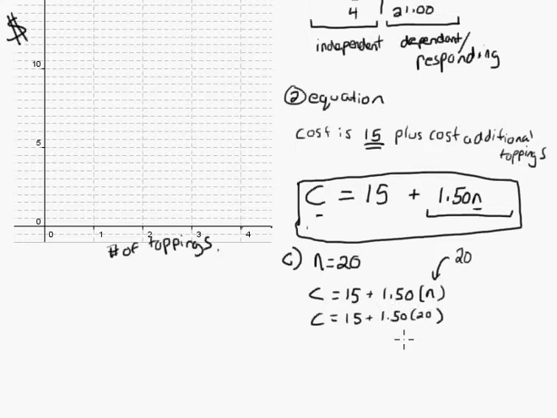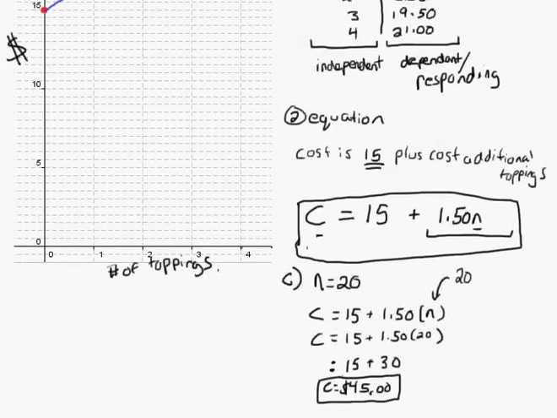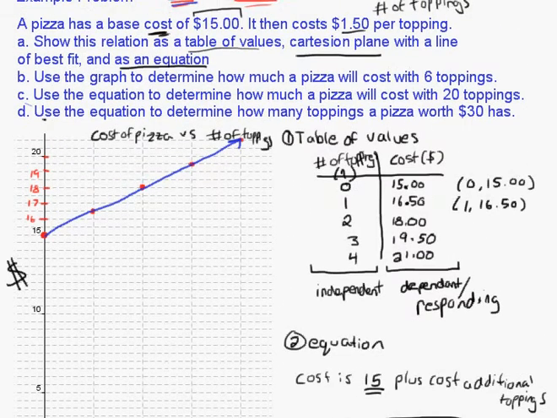Alright, so that's 20 toppings there. And so all you got to do is solve this. You can use your calculator, or you should be able to do this one in your head. So $1.50 times 10 is 15, and then times 20 would be 30. So it's 15 plus 30, so it would equal $45. And that would be the cost of your pizza. It's a pretty expensive pizza, but I bet you it would be delicious.